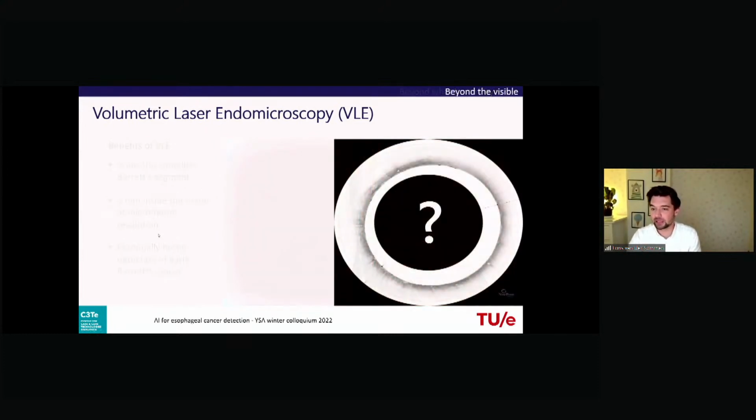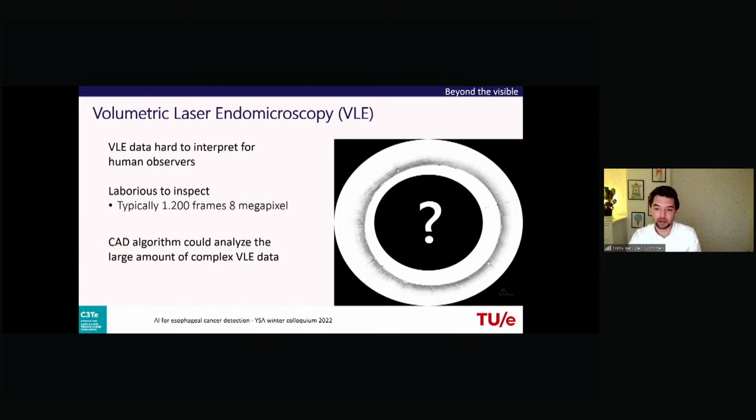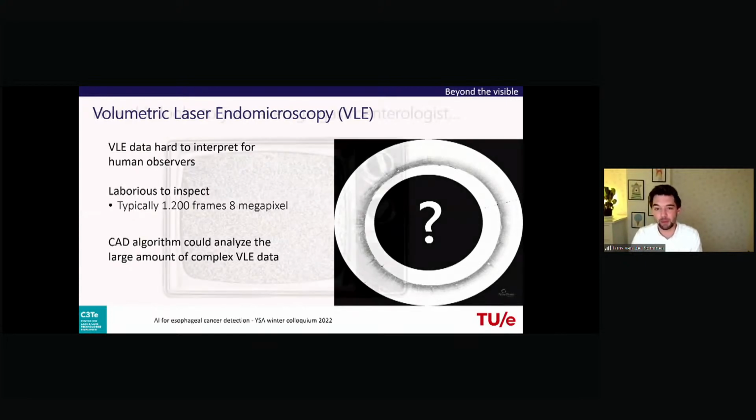But the problem is that if you ask your gastroenterologist, he or she is not really sure what he or she is looking at. So it's very hard to interpret for human observers. It's also very laborious to inspect because it's a lot of data. So we developed an algorithm that could analyze this type of data. And I think in a more general sense, we will see this more often when the sensors are just producing so much data, data which is more complex than we're used to, or that our eyes are made for, that algorithms can help out there.